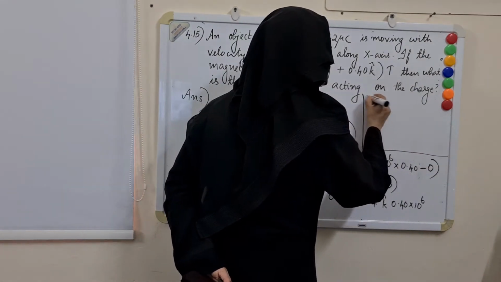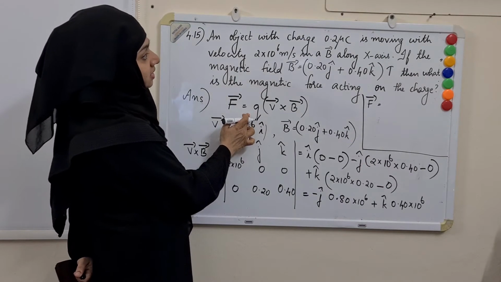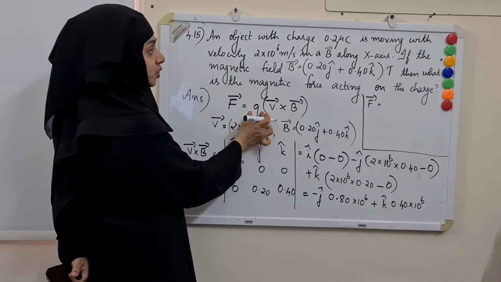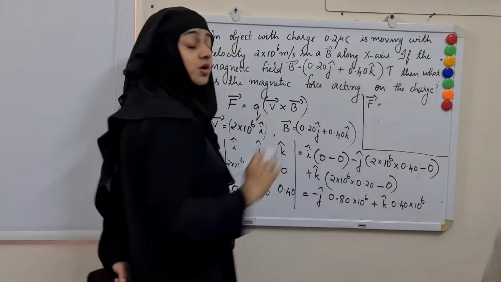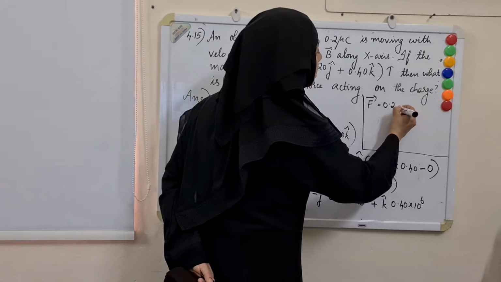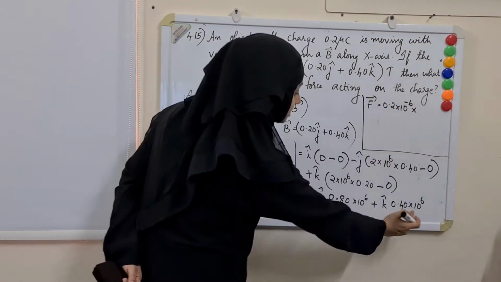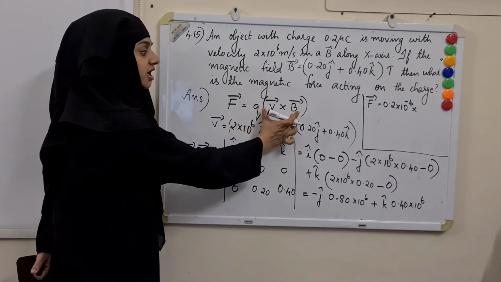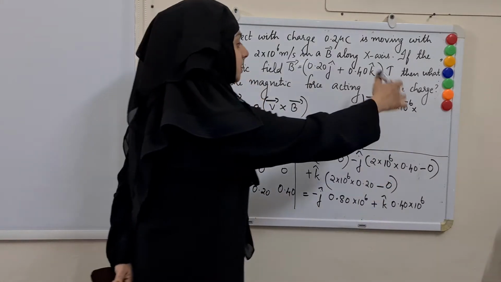So I can write finally force F is equal to, don't forget charge Q. What is the charge given? 0.2 microcoulomb. So instead of Q, I am substituting 0.2 microcoulomb. Micro means 10 raised to minus 6. So 0.2 times 10 raised to minus 6 times this. This is V cross B. We got V cross B. So to charge, I have to multiply V cross B. So V cross B is this quantity.